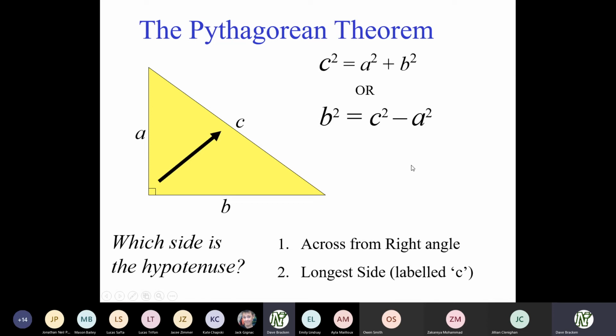And you can see I put an arrow to it right there. So it's across from the right angle. Notice it's the only side not touching the right angle. This side touches the right angle right down here, and this side touches it. It's the one across from it, and we label it C. It's our longest side. Give you a second to copy that out.